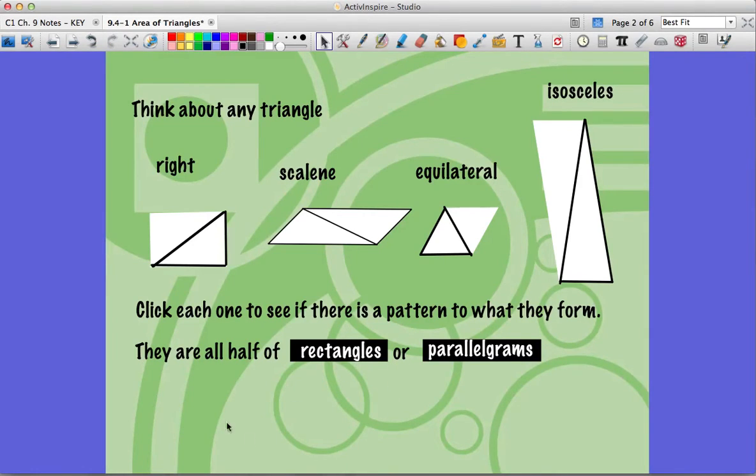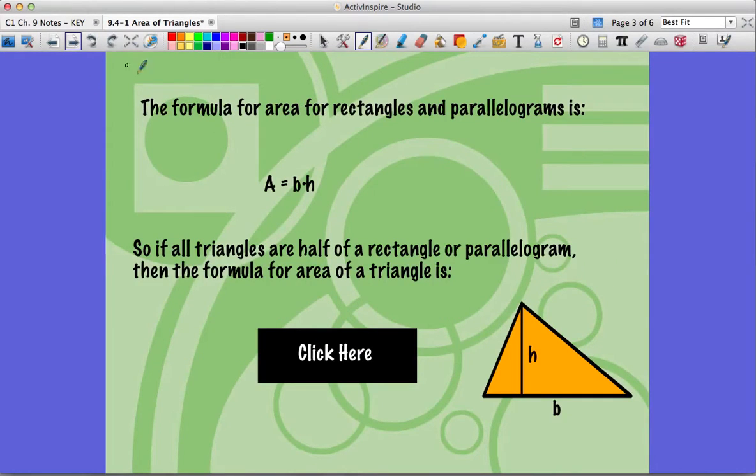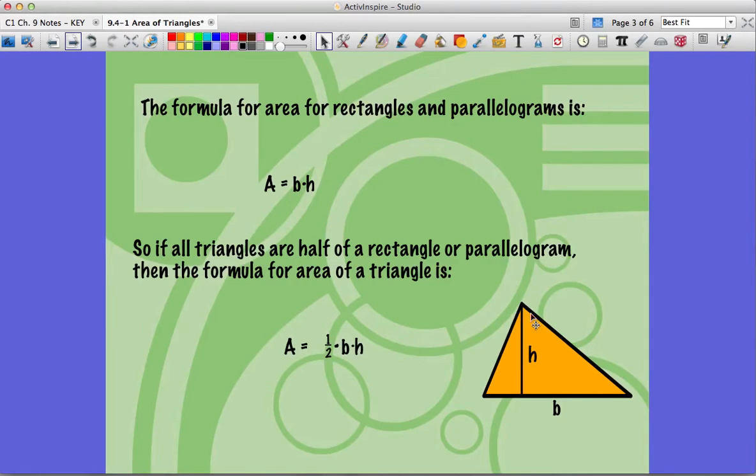Since we know that the area formula for a rectangle or a parallelogram is area equals base times height, and we know that a triangle is half of a rectangle or a parallelogram, we can use that to help us. So we don't need all of the base times height, we only need half of it. So in this case, the area formula for any triangle is half times the base times the height.